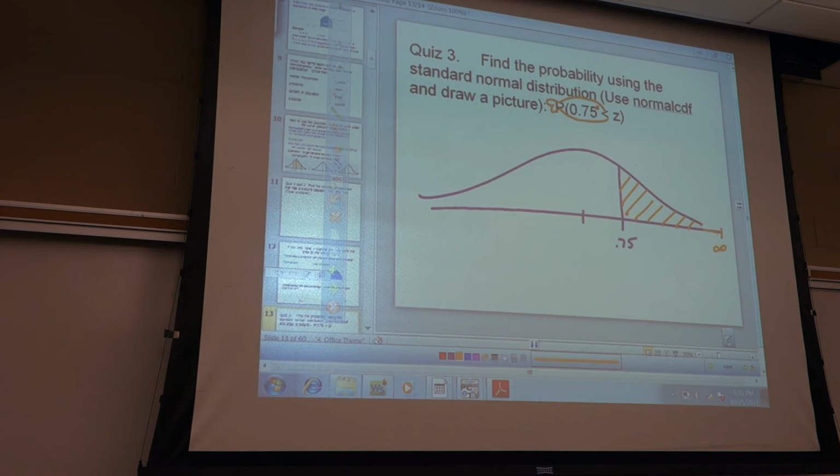If you did less than, then just take your answer and subtract from 1, because you know that these two halves have to equal 1 or 100%. And you should get the answer that way. But I'm going to do normal CDF.